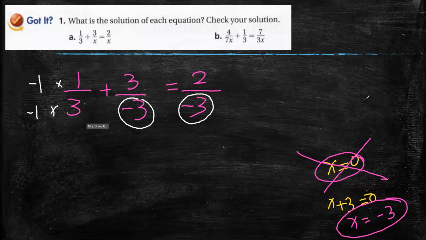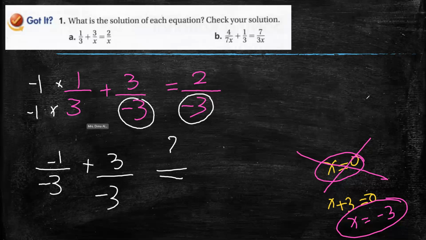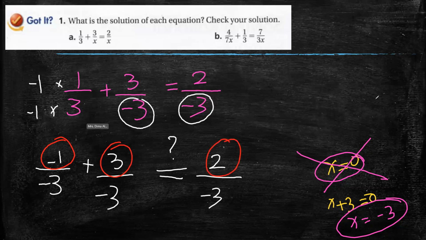Like here. Here we have -3 and -3 and 3. I cannot add them now. I want to add them, so I have to make them have the same denominator. So by multiplying by -1 on each side, we have -1 over -3 plus 3 over -3. Is it equal to over -3? To check it, you have to add the numerators. Is -1 plus 3 equal to?